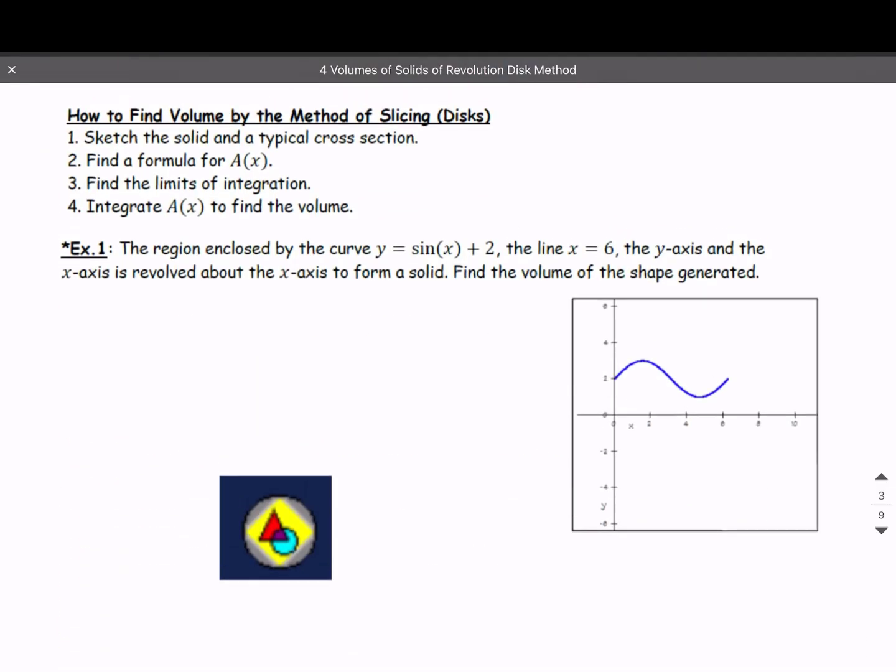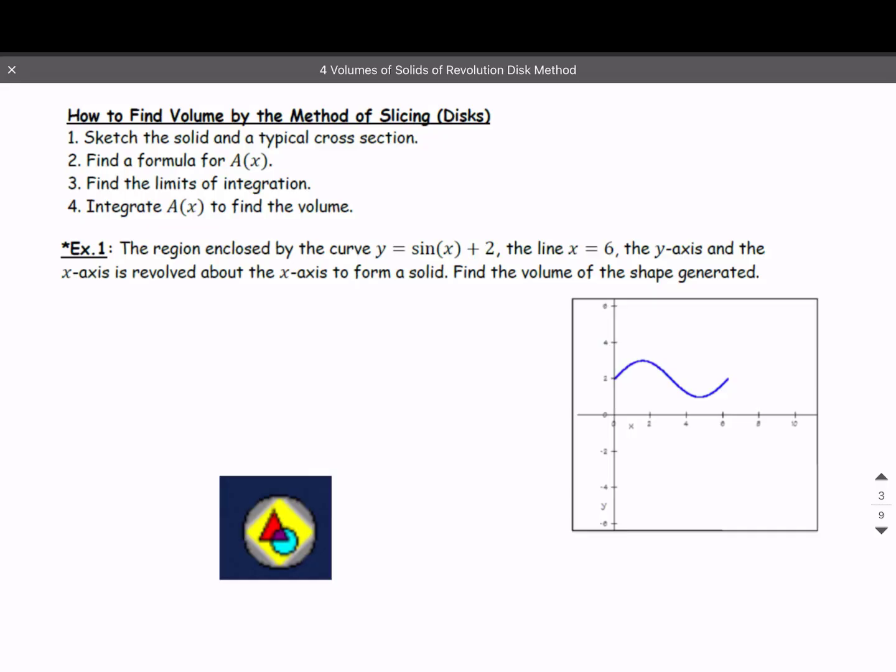All right, so how do we do this? How do we find the volume by the method of slicing, which means we have discs? So there are a few steps. First step, we sketch the solid and a typical cross section. We're going to find a formula for the area of that cross section. Then we're going to find the limits of integration. If we're integrating with respect to x, what values of x do we use, from where to where?